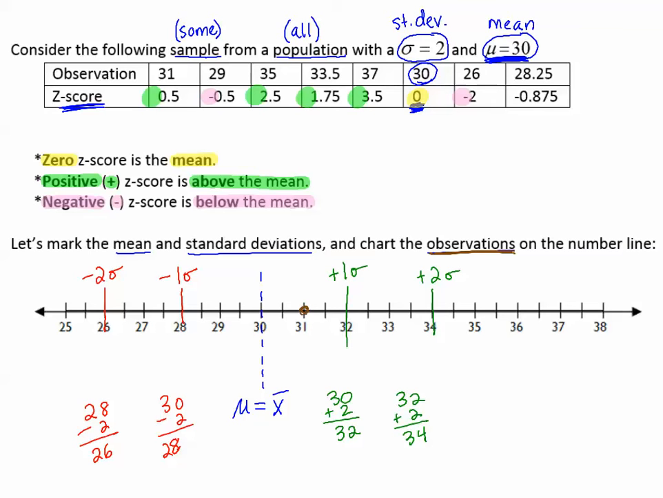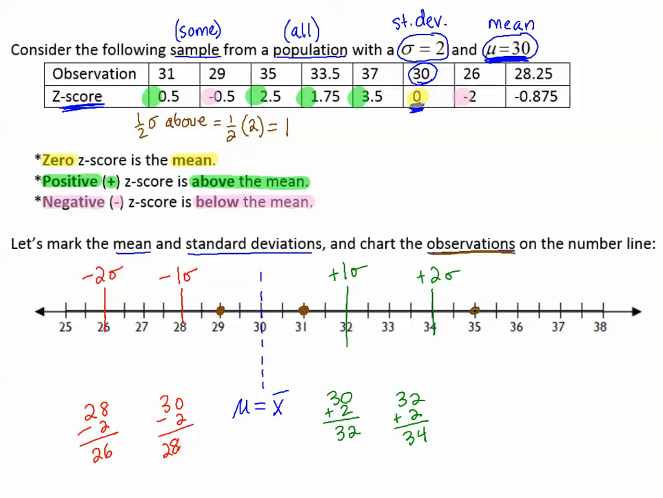31. 31 is right here. Notice that's a positive z-score, therefore it's above the mean. Notice that the z-score says 0.5, which means this is half of a standard deviation above the mean. So half of the standard deviation of 2 gives us 1. So we are 1 unit above the mean, or instead of 30, 31. 29 is negative 0.5, so that's going to be below the mean. Where's 29? Here it is, below the mean.